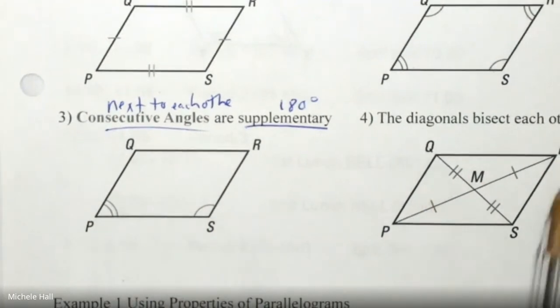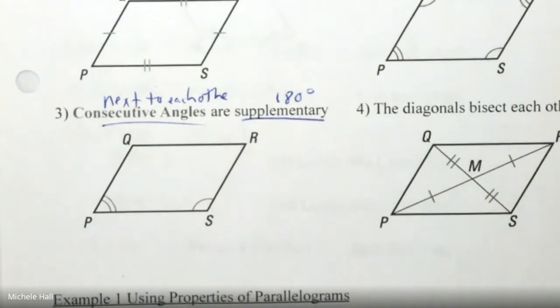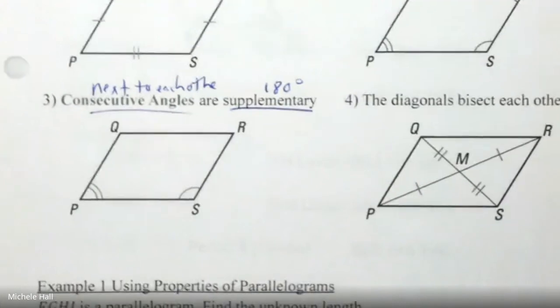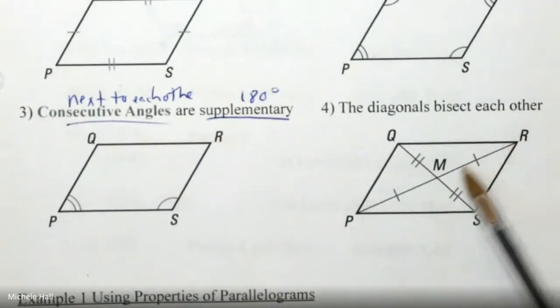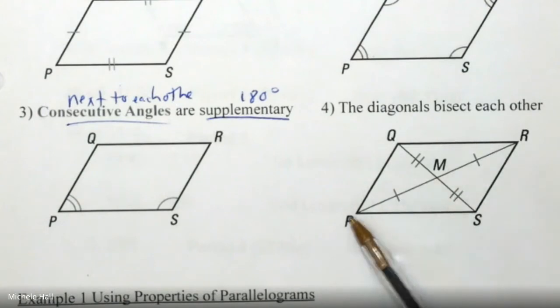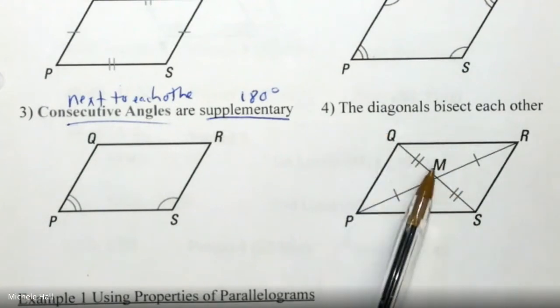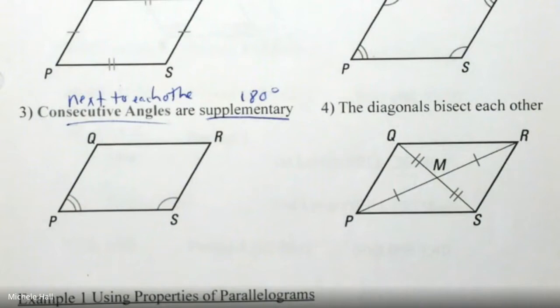The last thing that we have is the diagonals bisect each other. The diagonals, look at the markings on the diagonals. They're telling you they're bisected because they are equal to each other. RM is congruent to PM, and QM is congruent to SM.